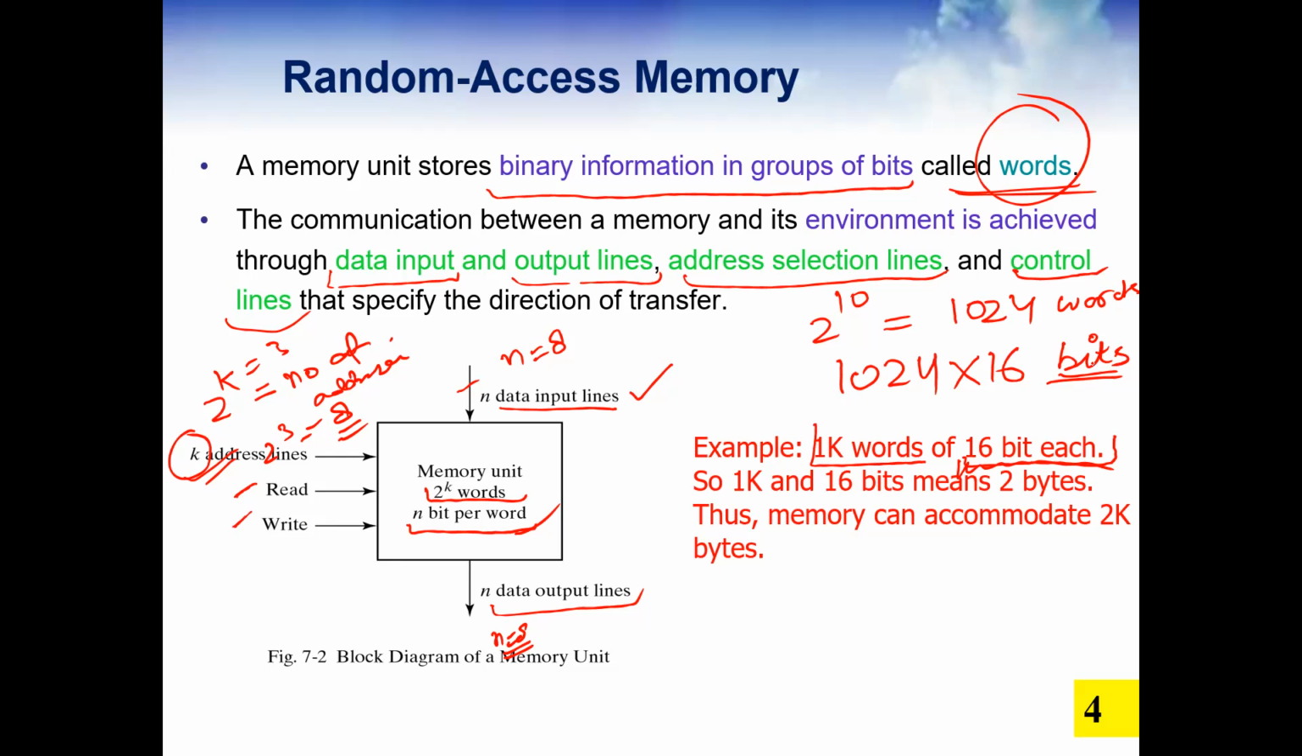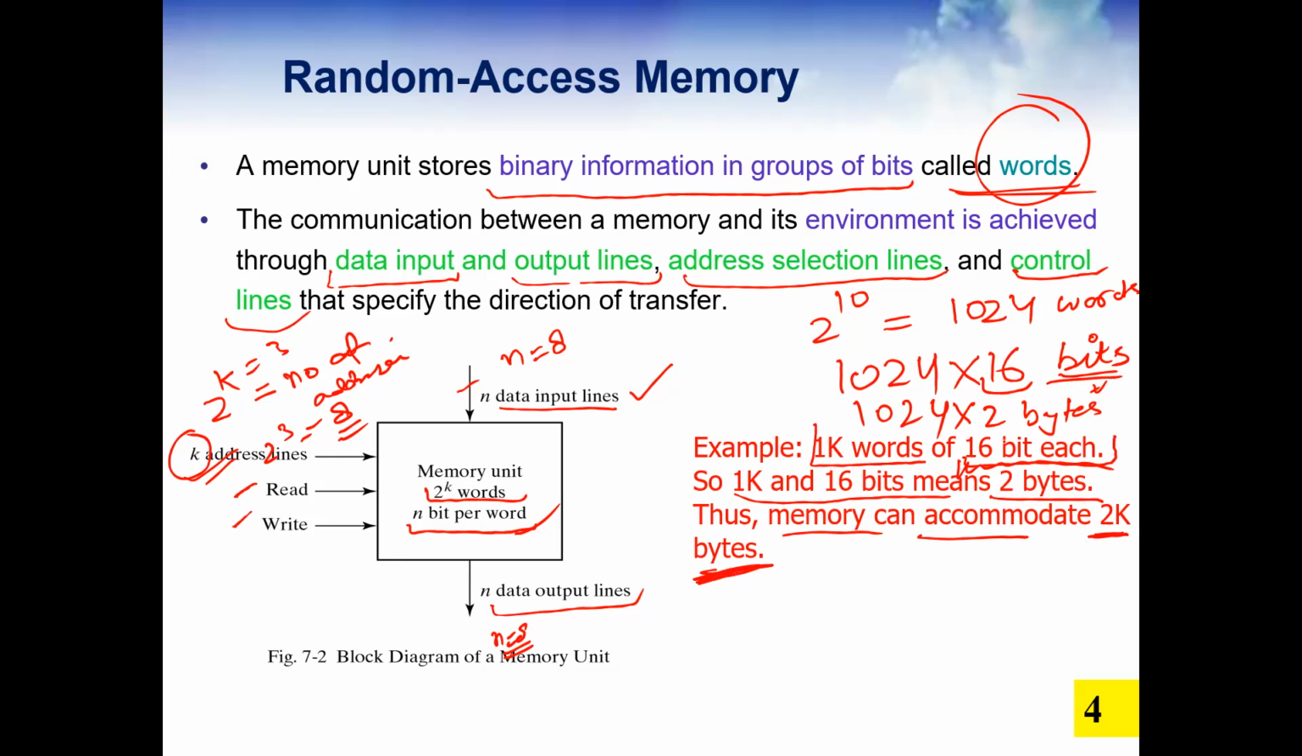So in short, we are representing this in bits. We can also represent it in terms of bytes. You know that 8 bits is equal to 1 byte, so these 16 bits can also be written as 2 bytes. That means 1024 times 2 bytes. So we can also say in terms of bytes, this many bytes. There are different ways of saying this one. So 1K words with 16 bits, meaning 2 bytes, the memory can accommodate 2K bytes.